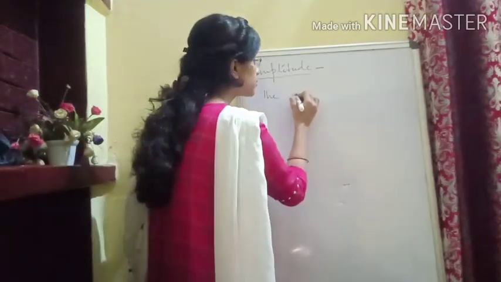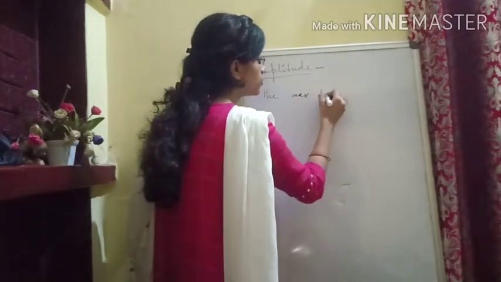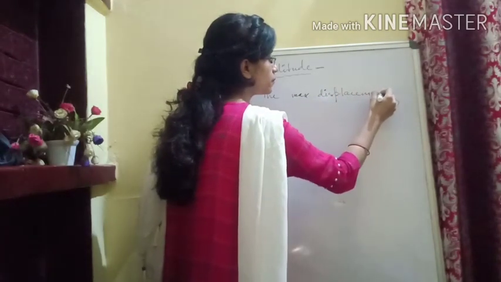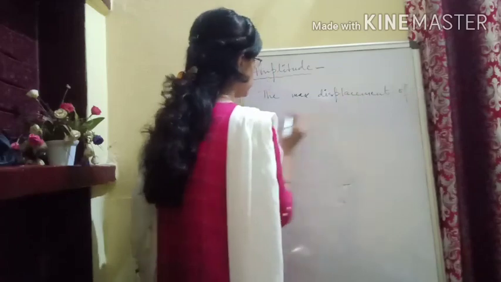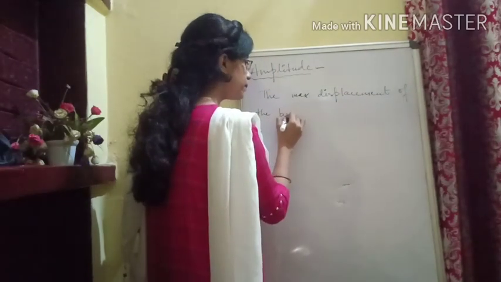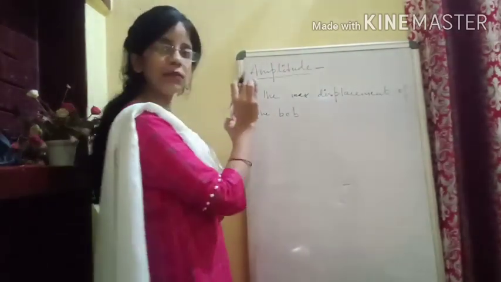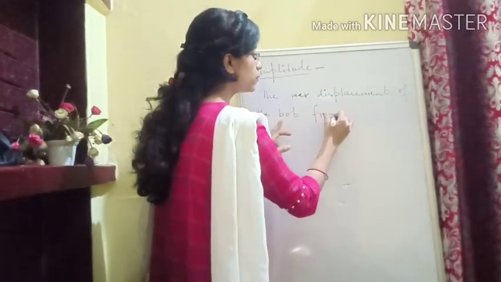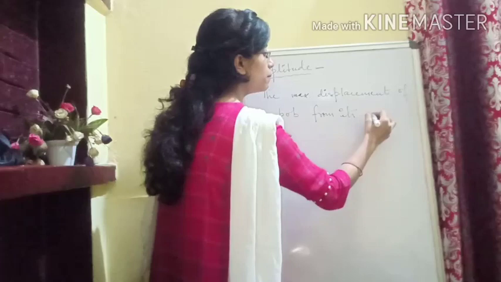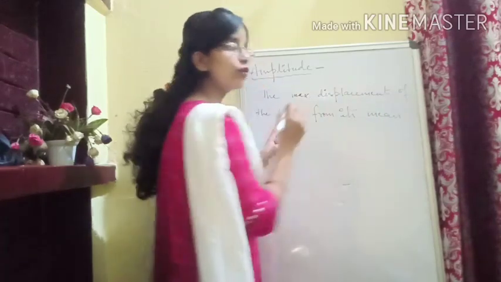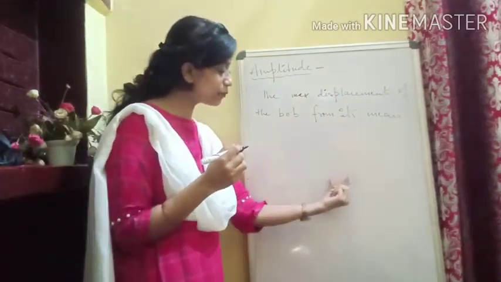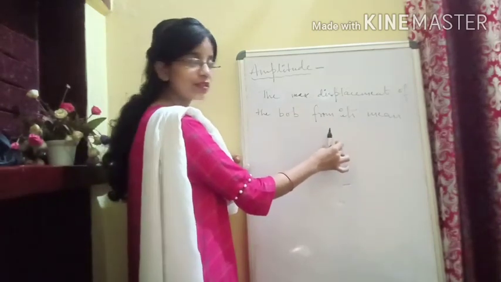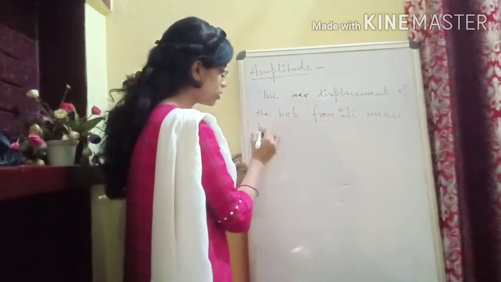So the maximum displacement of the bob, are you getting it? The maximum displacement of the bob from its mean position. I hope you all know what a mean position is, the position of the bob where it is resting, the very central position. This is known as mean position.